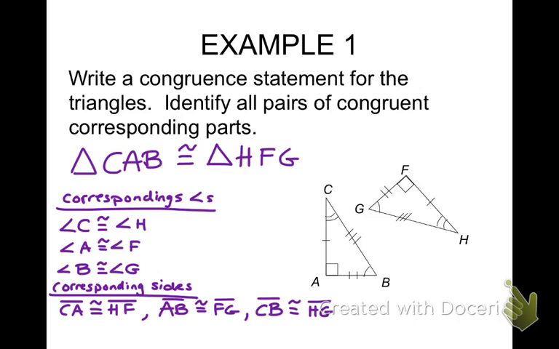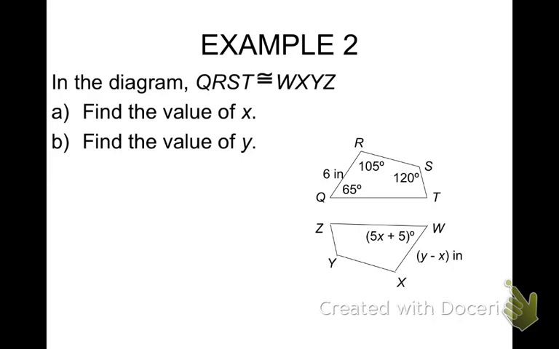All right, so now what happens if I'm given a congruent statement? Here we have a quadrilateral. There's no fancy symbol for quadrilateral because they all can look different. So we've got four-sided figures that are congruent. I'm given corresponding parts, but now my corresponding parts actually have either degrees or side lengths to them, and I need to find values of x and y. So let's first focus on part A. Find the value of x.